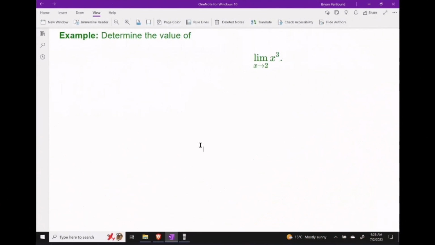In this example, we want to determine the value of the limit of x cubed as x tends towards 2. Here, the function is x cubed and a is equal to 2. So what we're going to do is set up a table of values to evaluate f of x at x values that are really close to the number 2.